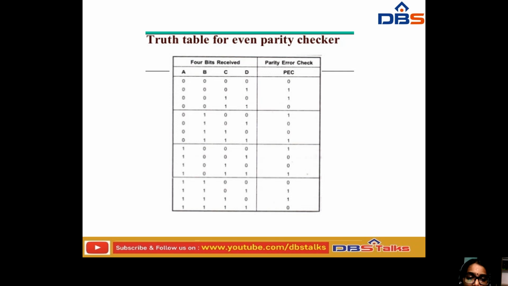So if you check this truth table, if it is a 4 bit, 0 0 0 0, 0 0 0 1, and so on. Up to now we have seen the 3 variable. If it is a 4 variable, how are we going to check this parity? At the remaining situations, these two situations, the parity error check is 0. At these two situations, the parity is 1.